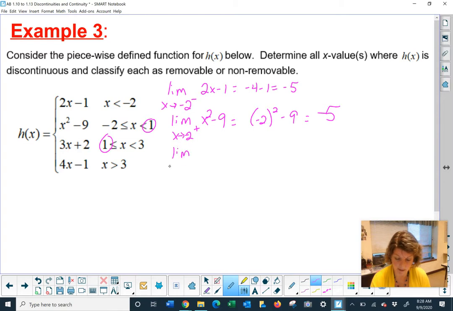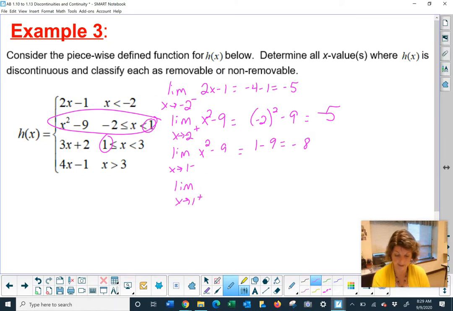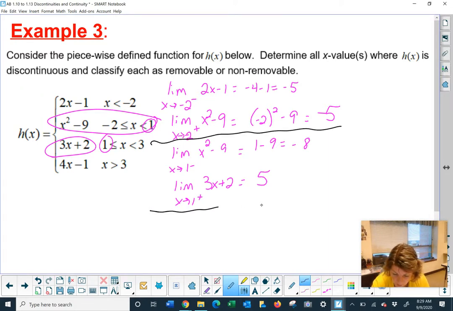And I need to know what's happening at 1. So the limit as x approaches 1 from the left side, that would be the function x squared minus 9. Throwing in 1, I'd have 1 minus 9, or -8. The limit as x approaches 1 from the right, now I'm working at 3x plus 2 for a function. That gives me 5. Ooh, that is not going to be continuous there, right? That's going to be a problem. I'm going to kind of chunk these off.